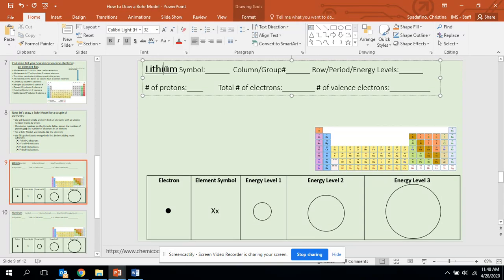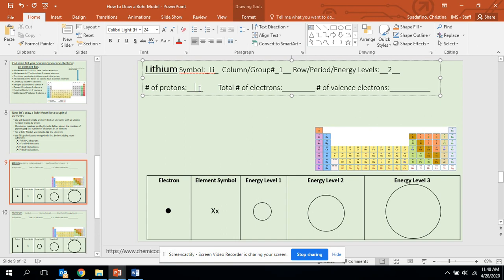All right, so you start with, here's lithium, find it on your periodic table. Lithium's in the second row of the first column. The symbol for lithium is capital L, lowercase i. It's in column 1, or group 1. The row, the period, the shell's energy level is 2 because it's 1, 2. It's the second row down.